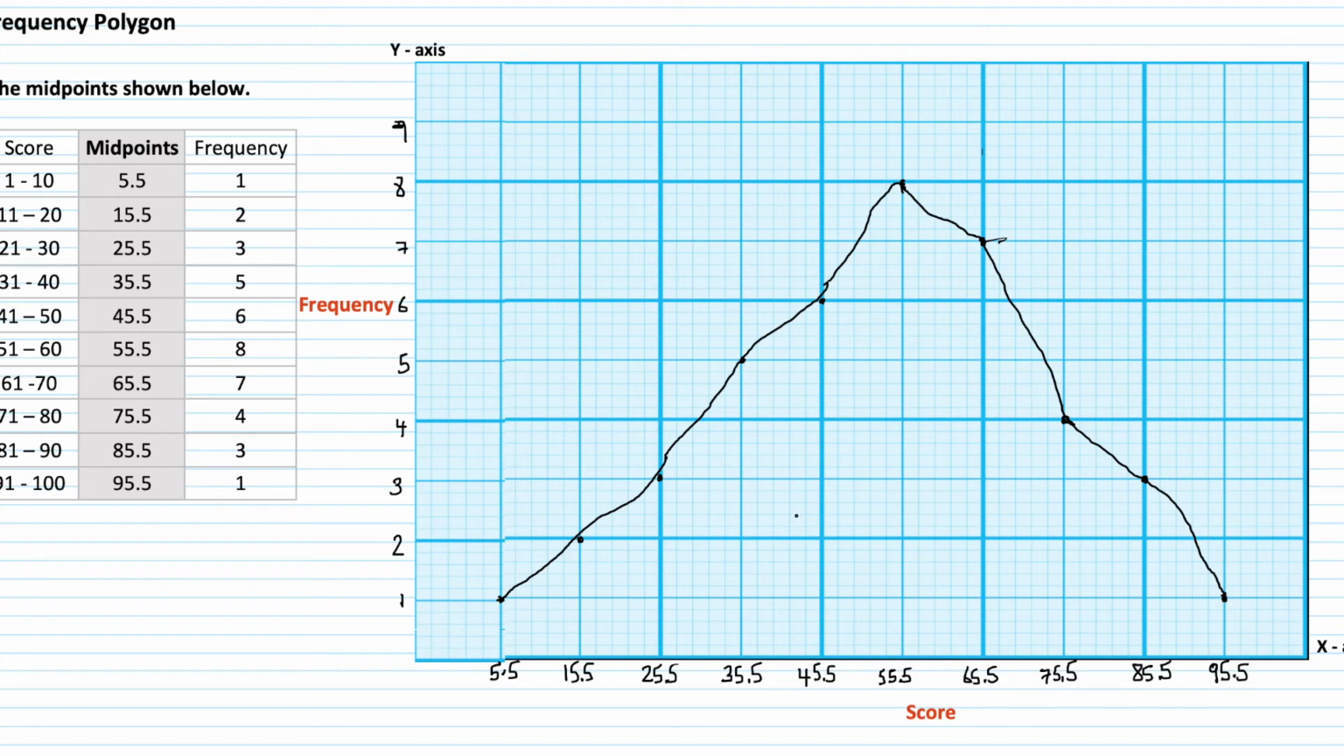Now, when we draw a line connecting all of these points, because it's a polygon, it has to be closed. So we need to draw a line to connect it straight to the x-axis, because we need to take it straight down to 0 because it has to be closed. This is what our polygon should look like.